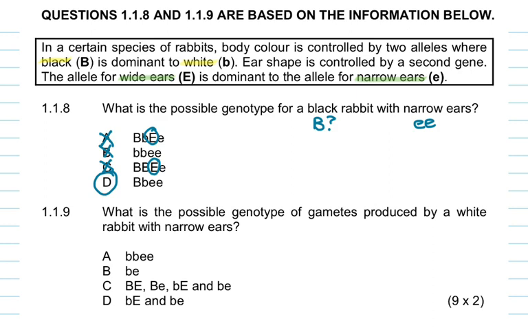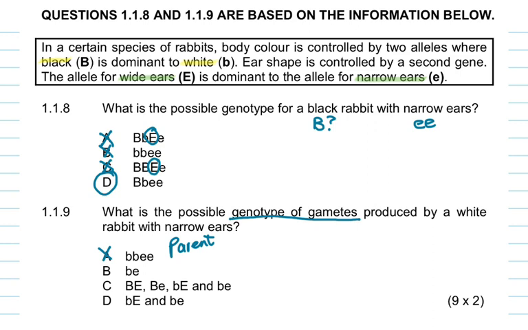Now, if we have a look at what they're actually asking, they're asking for the genotype of the gametes. That means that A is not a possibility because that's not a gamete. A gamete will contain one letter from the one characteristic and one letter from the second characteristic, not two. This is in actual fact a parent and not a gamete. Now that we know that, we can have a look at the rest of this question.